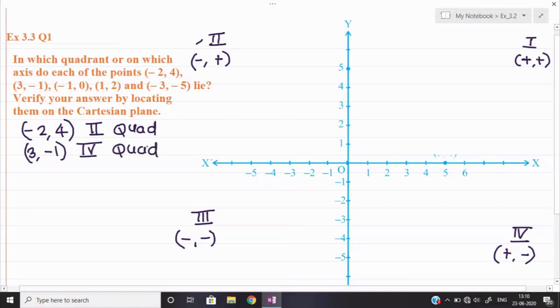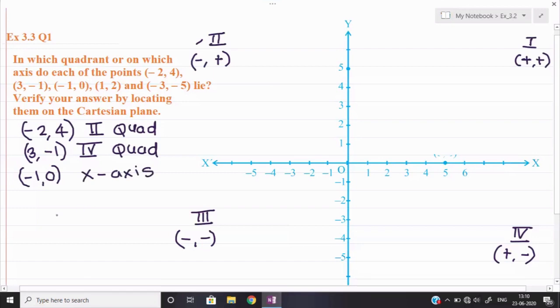Similarly, the third value, minus 1 comma 0. Now here see, one coordinate is 0. Which coordinate is 0 here? The y coordinate. And you know that if the y coordinate is 0, the point will lie onto the x-axis. So here there is no need to think, just write down directly x-axis. If the y coordinate is 0, it will lie onto the x-axis. If the x coordinate is 0, it will lie onto the y-axis.